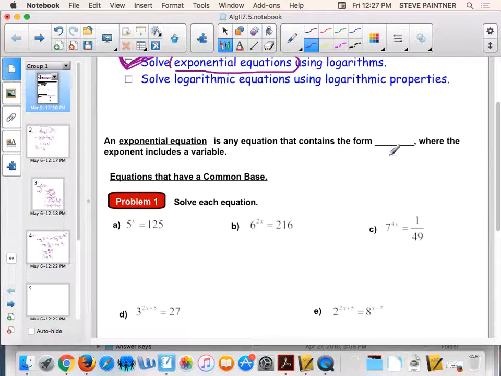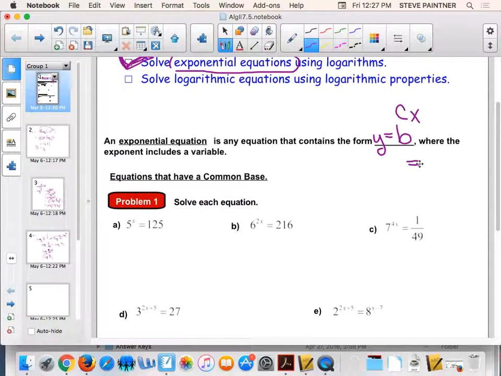Okay, so what did we say? We said an exponential equation is any equation that contains the form, and I'll put this, y equals any base to what power? I said cx, but basically, if the variable is in the exponent spot, you have an exponential equation. Now they do say cx, but what they're trying to tell you is something like this.